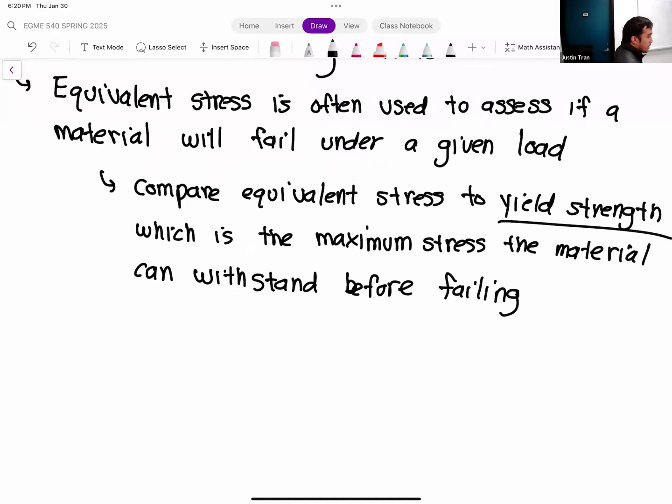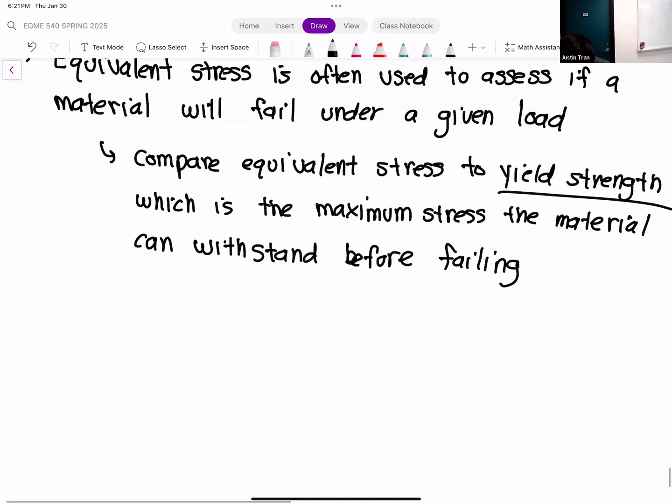So one quick way to see if your part is going to fail after an FEA is to apply your loads, apply your constraints, run the simulation, compute the equivalent stress, and then compare the maximum value of equivalent stress to the yield strength of that material. If the equivalent stress is greater than the yield strength, then it's going to break. If not, then your part is going to be fine.